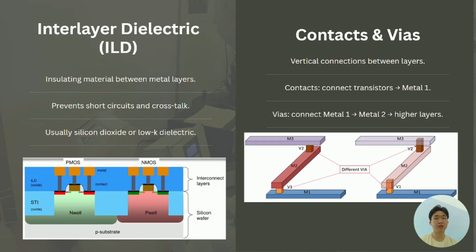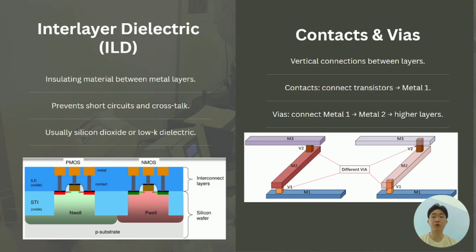Between each metal layer, we deposit an interlayer dielectric, usually made from silicon dioxide or other insulating materials. The dielectric prevents short circuits between metal layers and maintains electrical isolation. It also provides mechanical support, ensuring each layer remains stable during fabrication.